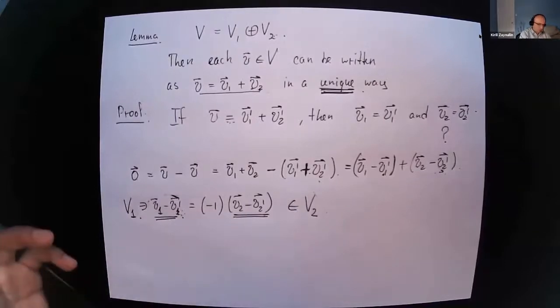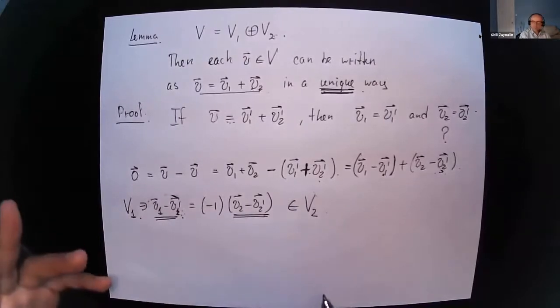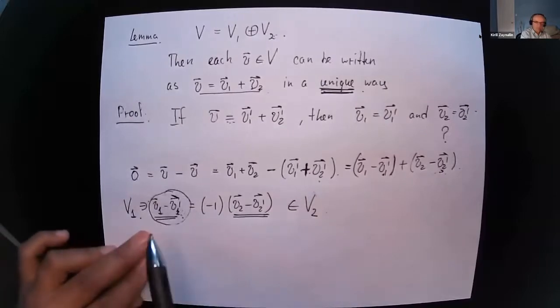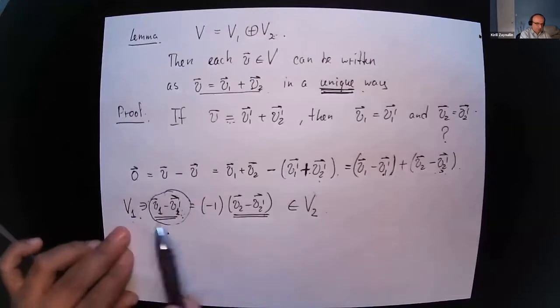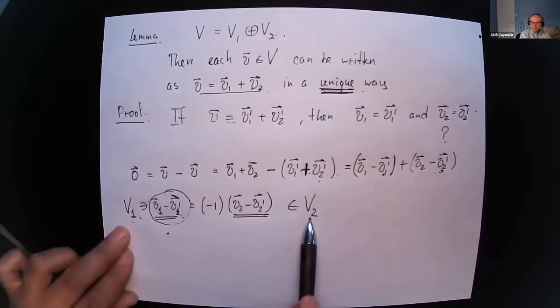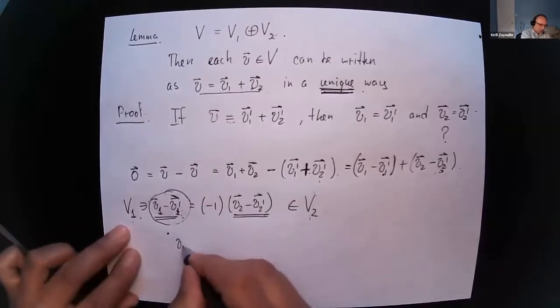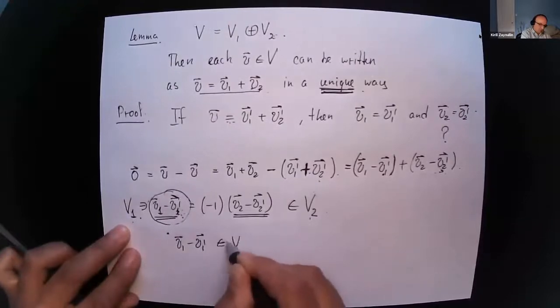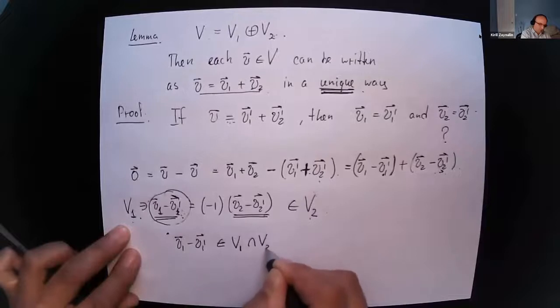So, what do we see? If we combine these two observations, we conclude that this difference sits in both V1 and V2 at the same time. So let me write it: V1 minus V1 prime has to be in the intersection of V1 and V2.